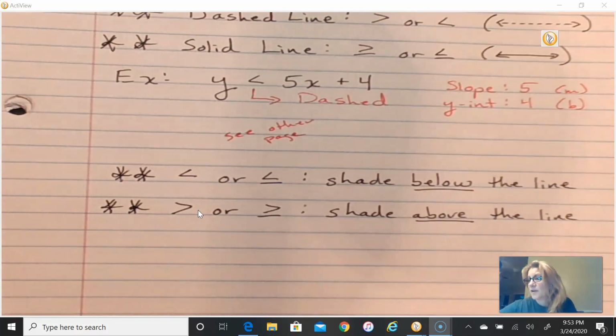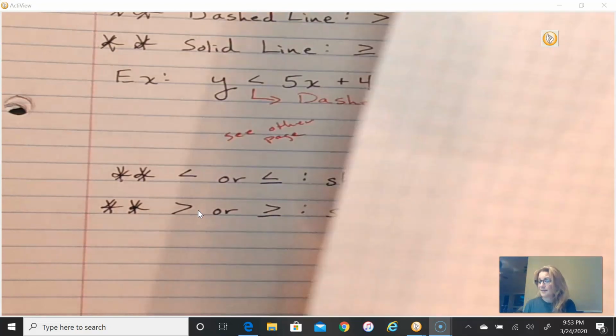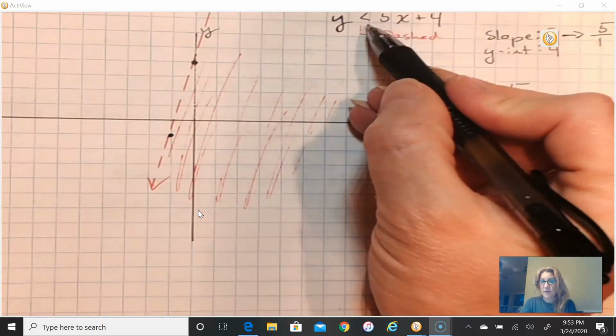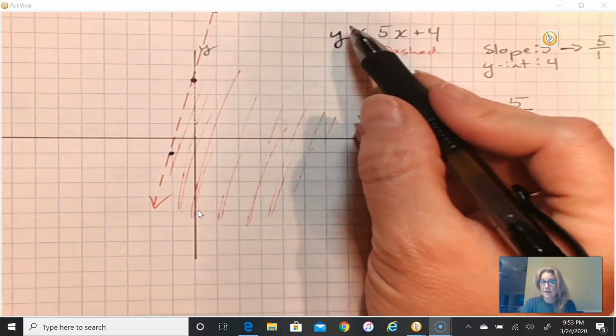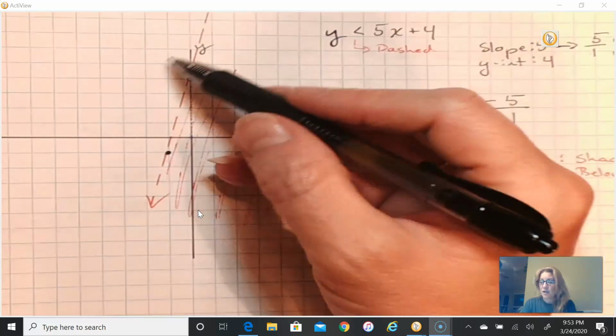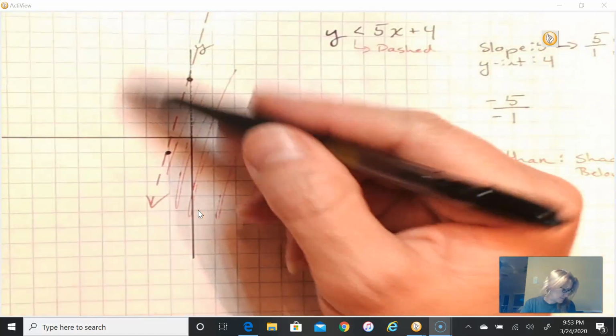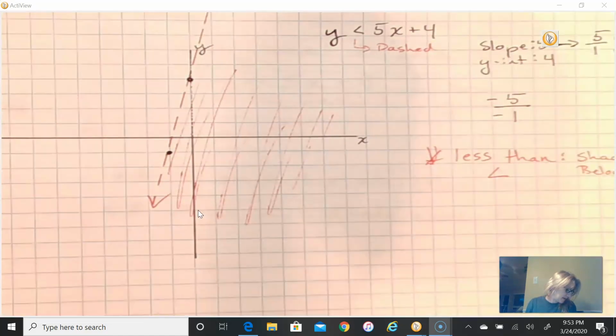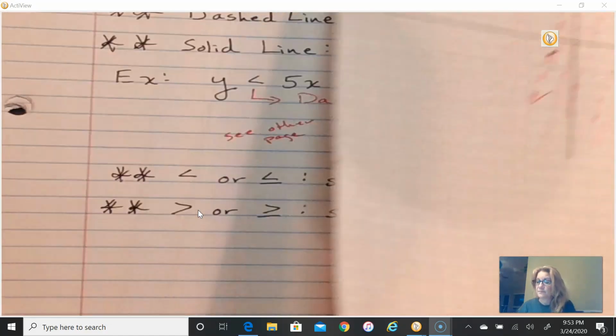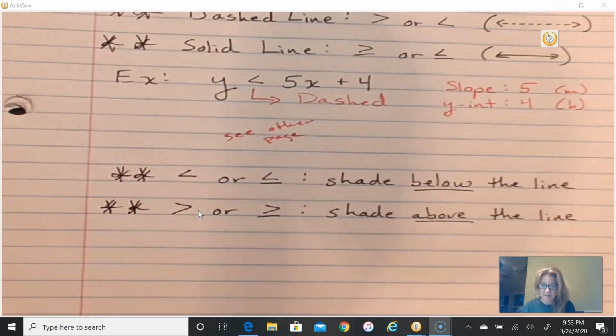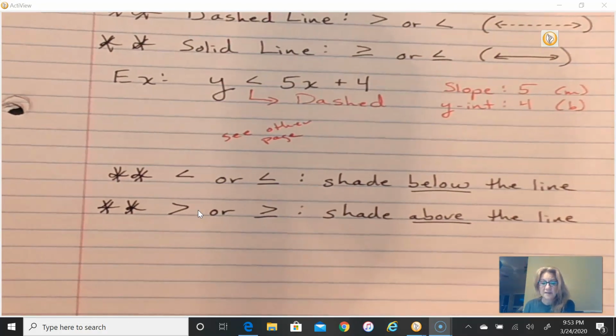Okay, so if this sign was going the other direction, you would shade on this side. Okay? All right. We're going to start doing examples because I think that's going to be the best way to do it.